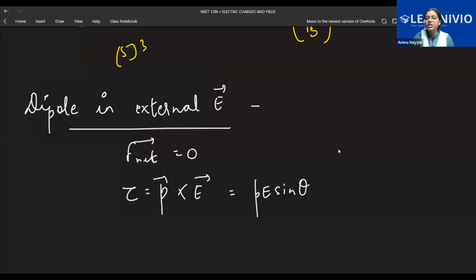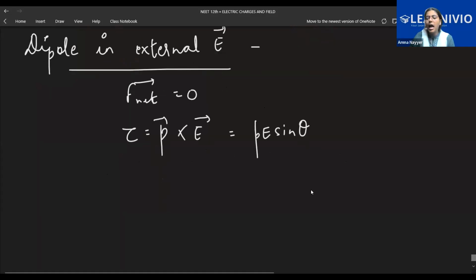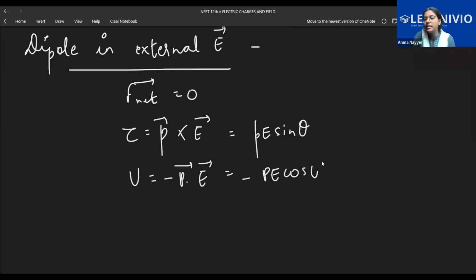There is potential energy also that we'll discuss in the second chapter. On Wednesday only we'll discuss it, after we complete that portion. I'm just writing it here so that your notes are complete, but the discussion part we'll do later. Potential energy is actually minus P dot E, so this is written as minus PE cos theta.